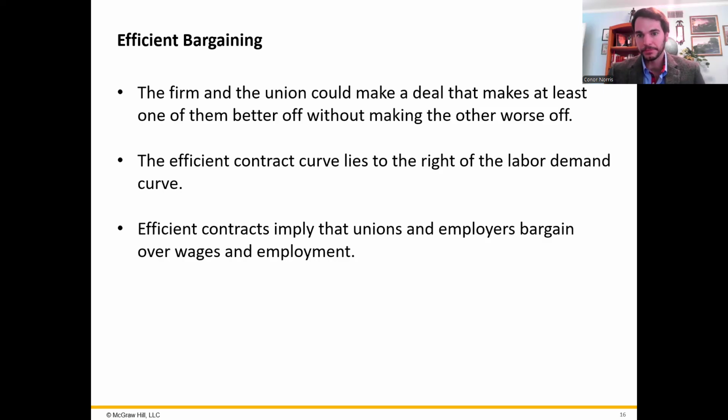So until now, we looked at the position of the firm's labor demand curve and the union's utility function. But in reality, firms and unions negotiate back and forth with each other. This can bring them off of the labor demand curve in our simple model. And this is what we're going to be exploring in this lecture.